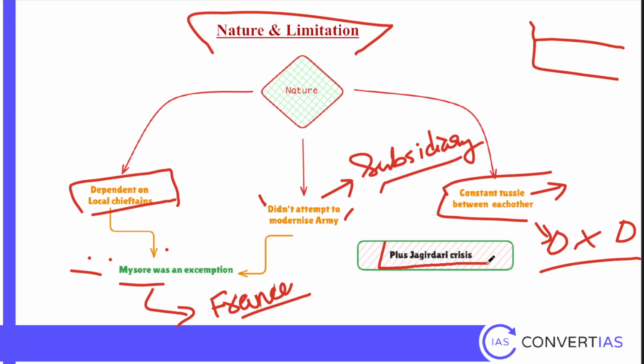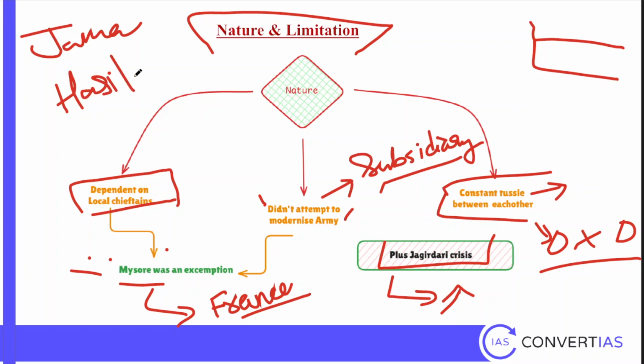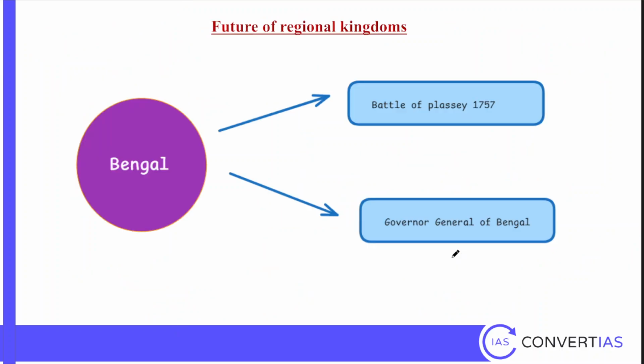Plus there was a Jagirdari crisis. Now Jagirs, I have told you, these are revenue assignments of land given to nobles. Once you have more and more powerful nobles, you demand more and more from the land. What you demand from the land is called Jama. What is actually cultivated from the land is called Hasil. So you demand more, but the actual cultivation is less. So this mismatch will create something called the Jagirdari crisis. This is also part of all the successor and independent states. Now, this being the nature, let's see what happened to them after this.